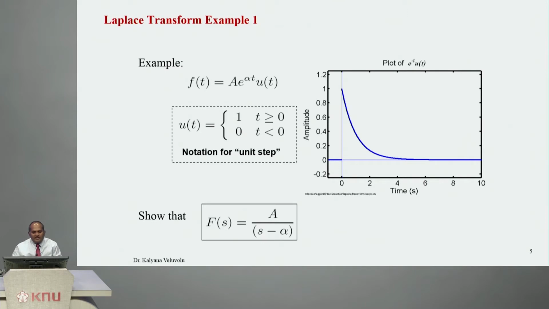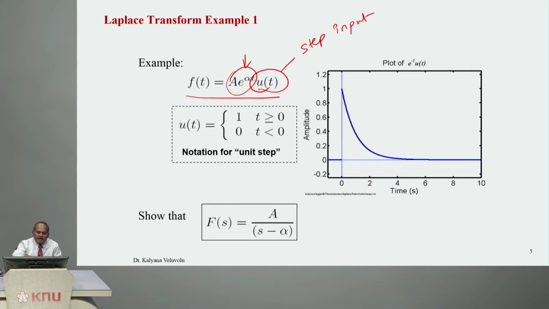Now let us see a simple application of the Laplace transform for a time domain system. I have a function f of t equal to a e power alpha t u of t. Here u is not an input, u is what we call a step input. This can be an input to the system, and this can be an output. So we can also model the signal as an input.